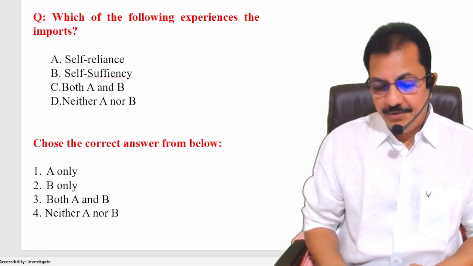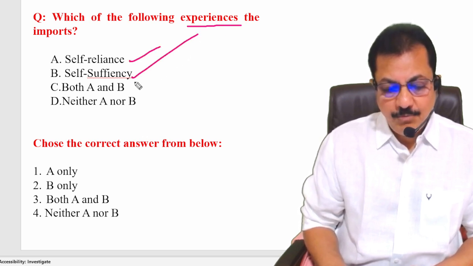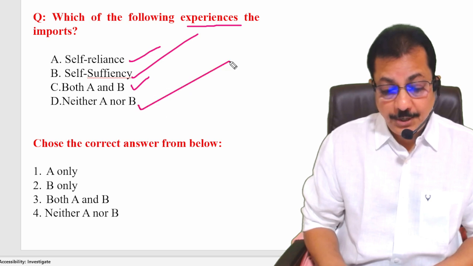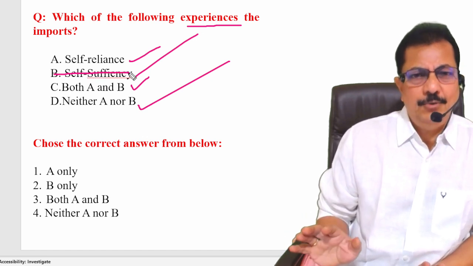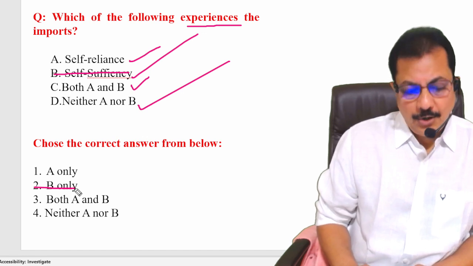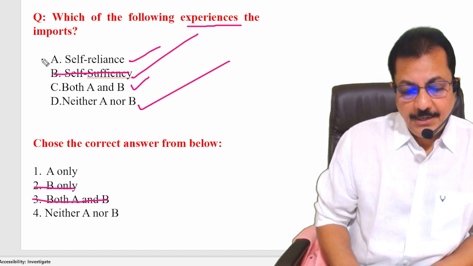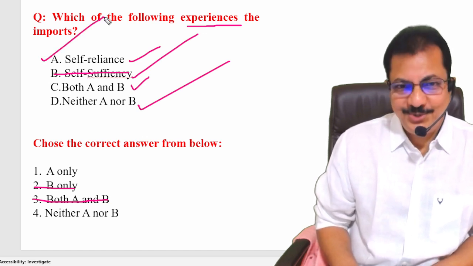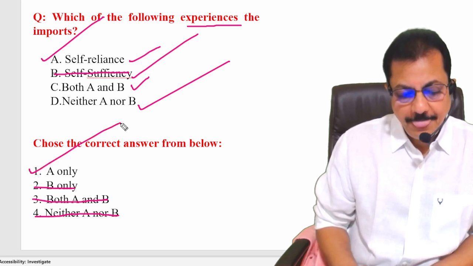One more question I have given for you. Which of the following experiences imports? Self-reliance or self-sufficiency? Both, or none of the above. Just now I told you there is no imports in self-sufficiency. We are sufficient. Why imports? Right? So the answer is not B. But in self-reliance we have imports. Clear? That is the reason why the answer is not this. Then the answer should be option A, option 1.